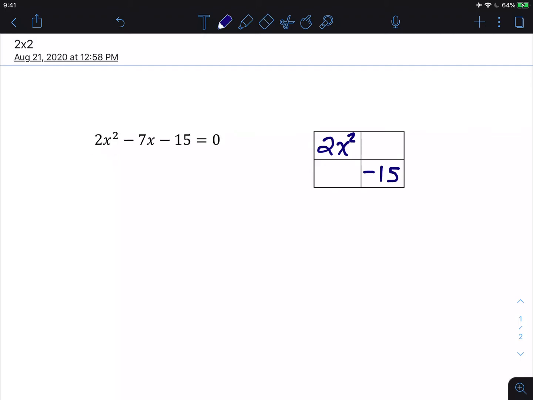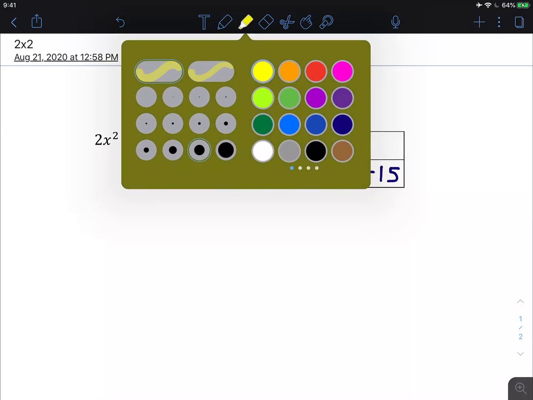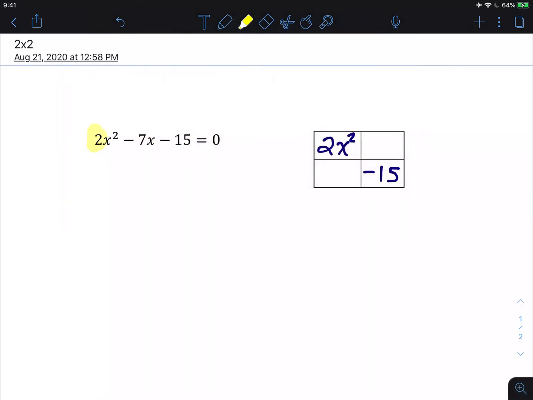Now we need to find our magic pair, and if you remember, the magic pair is the two numbers that give us a product of a times c. So we're looking for two numbers that multiply to give us negative 30. That's 2 times negative 15. And two numbers that add or combine together to give us a negative 7.